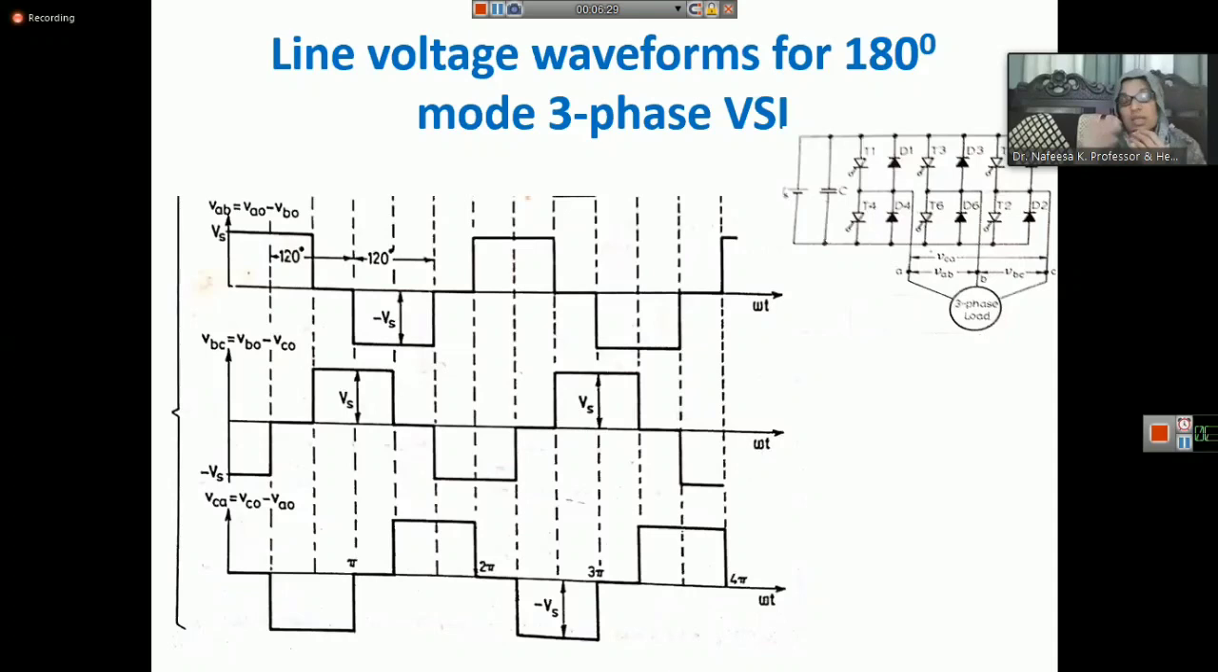So we are maintaining the flux constant. In the above base speed region, we are not able to change the voltage above the rated voltage. So if we want to increase the speed above the rated speed, we need to increase the frequency. Since flux is proportional to V by F, if we want to increase the speed, we need to increase the frequency. But we are not able to change.